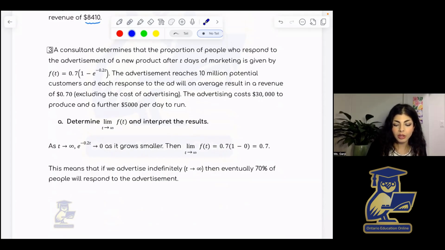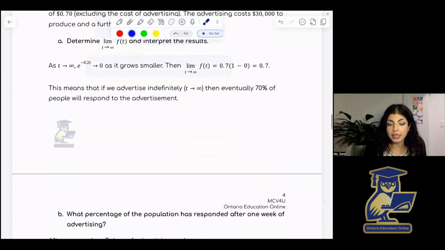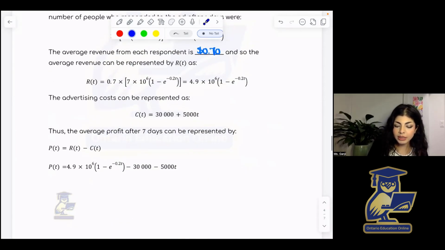Now, the advertising cost, C of t, we were told there is a $30,000 flat rate and a further $5,000 per day to run. So consider this, for example: it takes $30,000 to create the billboard or the design, and pay the people designing it. And then any day that you're paying rent for this advertisement to be on a billboard, it takes $5,000. Or there could even be digital advertisement, where you might be paying websites or promoters to advertise for you, at $5,000 per day. So your cost is $30,000 plus $5,000 t, where t is the number of days.